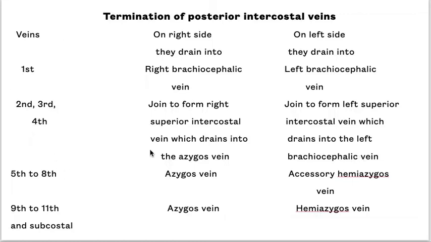Fifth to eighth in the azygous vein, on the left side the accessory hemiazygous vein. Ninth to 11th and subcostal in the azygous vein, and on the left side into the hemiazygous vein.